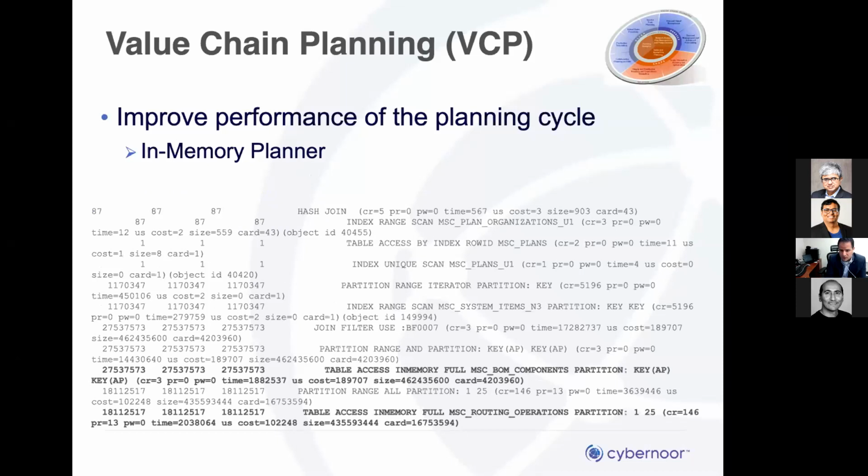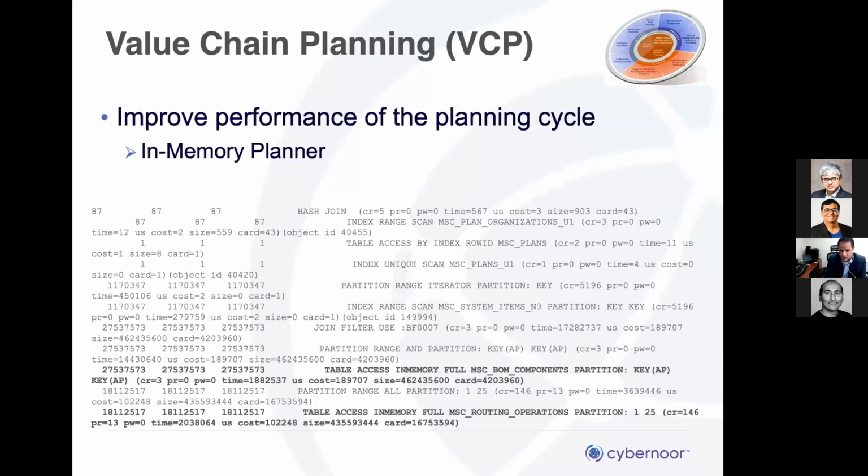So here you can see, for example, take BOM components, which is highlighted. It took approximately 1.8 seconds to read a table that has 4 million records, which is pretty impressive. And if you look at the MSC routing operations, that has 16.7 million records, and it took 2 seconds to read that. So normally, again, without in-memory, if this was just doing normal full table scans, even if it's direct path reads or buffer cache reads, these would be in the units of many minutes rather than seconds. So you can see significant improvement.